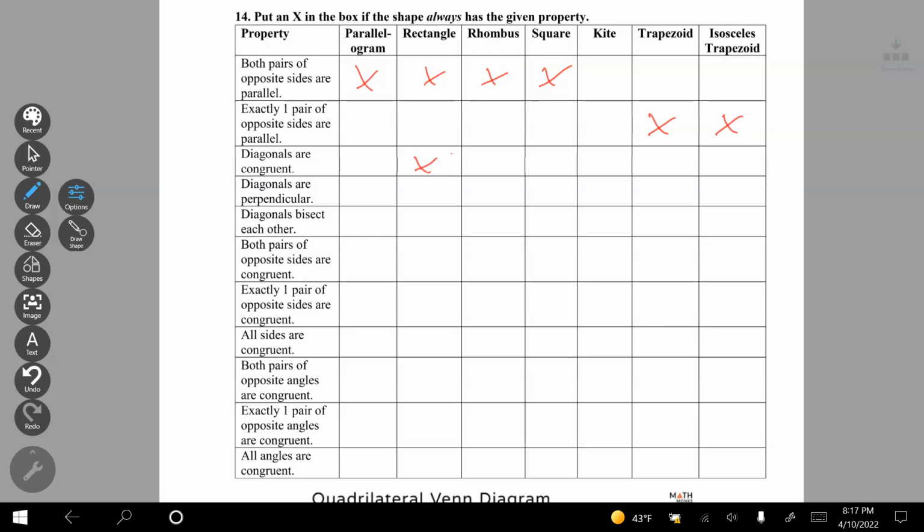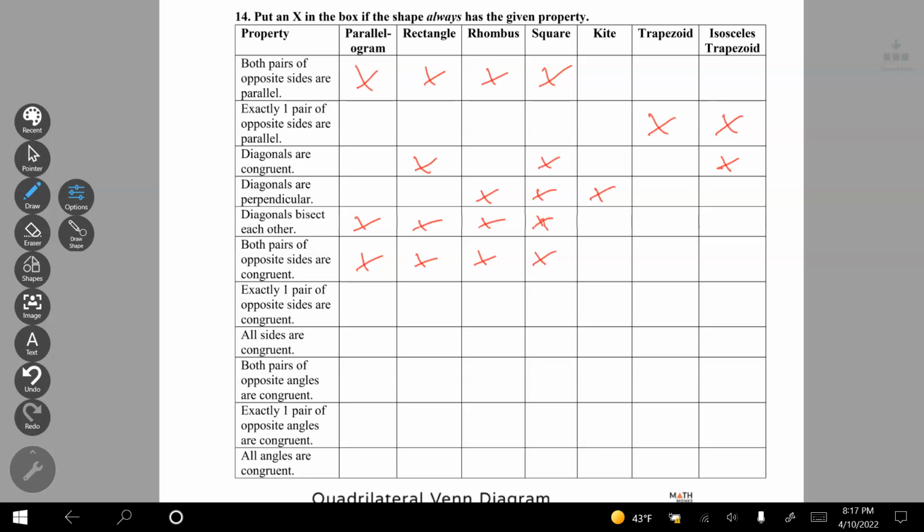Diagonals are congruent. Well, that works for a rectangle, a square, and an isosceles trapezoid. Diagonals perpendicular, that would be a rhombus, a square, and a kite. Could be with an isosceles, but it's not always. Diagonals bisect each other. That's the first 4. Both pairs of opposite sides are congruent. That would be that one.